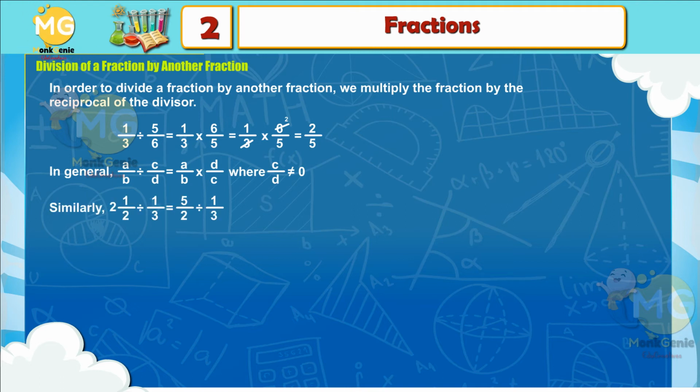Similarly, 1/2 divided by 1/3 is equal to 5/2 divided by 1/3, which is equal to 5/2 multiplied by 3/1, which is equal to (5 multiplied by 3)/(2 multiplied by 1), which is equal to 15/2.